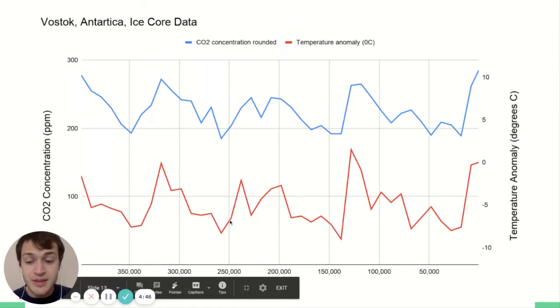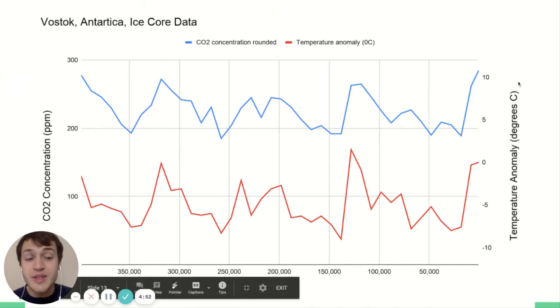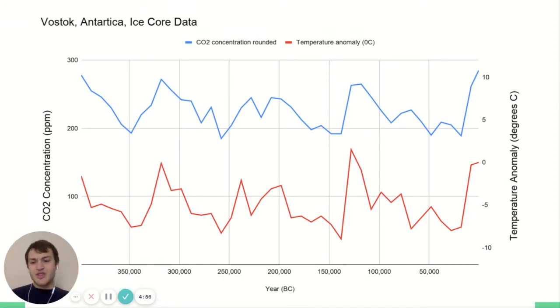So this is essentially temperature, and we're going to read temperature anomaly using the numbers on the right side. Temperature anomaly is kind of a strange way to show temperature. It's a way you probably haven't heard of before. But anomaly, that word means something different or something unusual. So temperature anomaly is the difference from the average temperature.